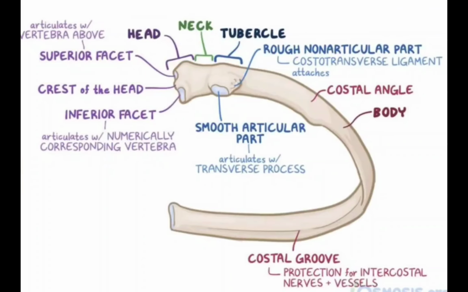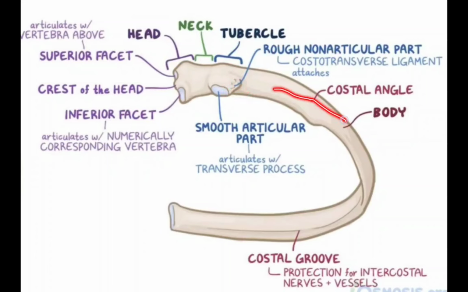Right here we have one typical rib. Let us see all the parts one by one. We have the head. This is the head. This is the neck. This is the tubercle. The tiny little bump in here is the tubercle. This is the smooth articular part which articulates with the transverse process. And this rough non-articular part does not articulate with anything, but it is the attachment for the ligaments. So this rough non-articular part is where the ligaments join.